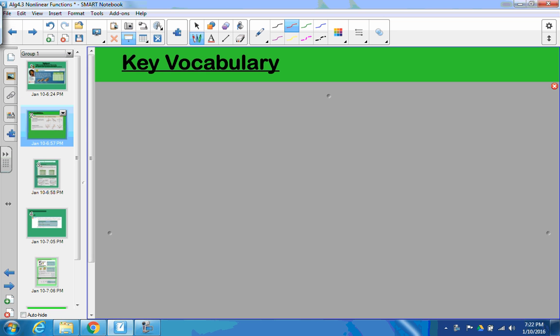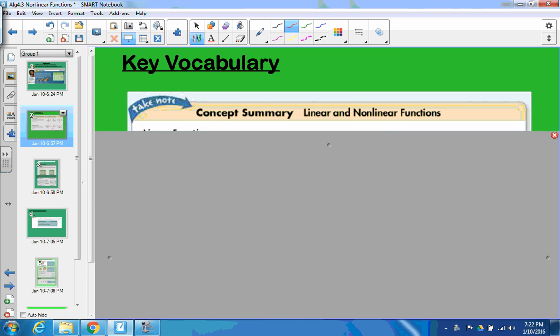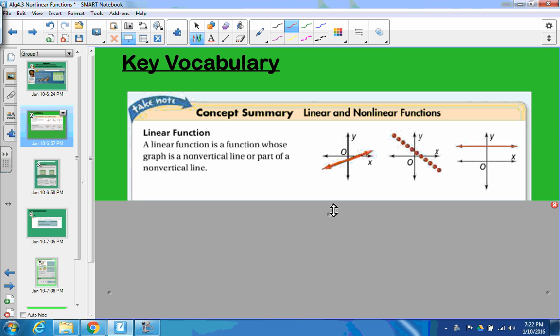So to start us off, a couple of vocab words. One we've done already. The first one is a linear function. And a linear function we've talked about is a function whose graph is a non-vertical line, or part of a non-vertical line. So if we look at all these, they're all slightly different, but if it was a vertical line going up and down, that would not be a function, so that's why it's not a linear function. But these are all linear functions because they're all non-vertical lines.